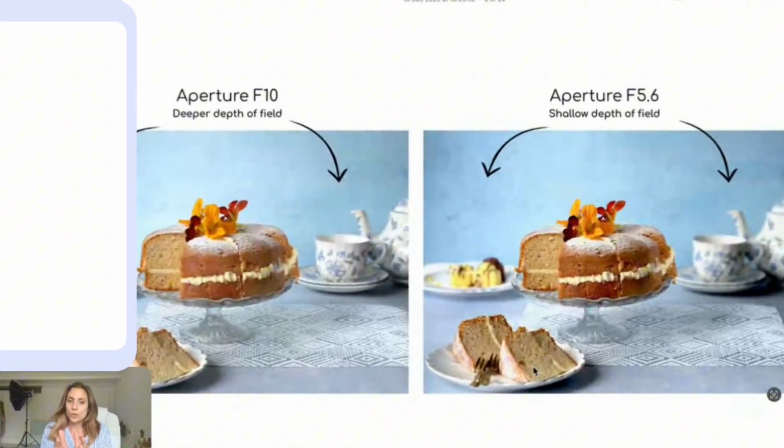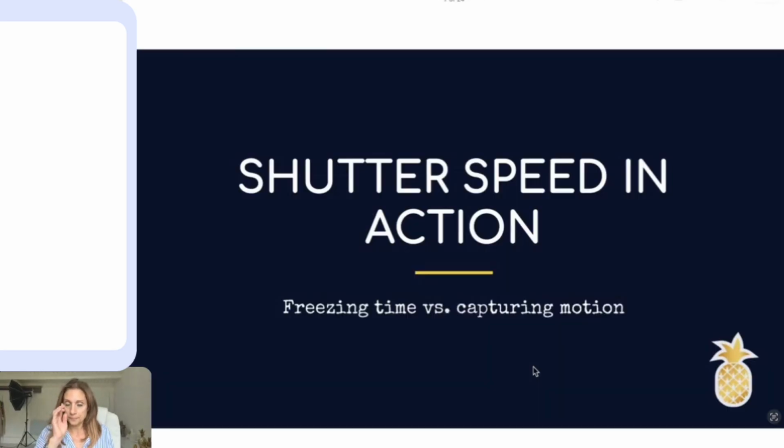So that's what shows us what we can do on our cameras with the aperture, of how much of that background do we want in focus, how much of it do we want sharp. We're controlling the depth of field. The second one here is the shutter speed. So we're freezing time, we're capturing motion.